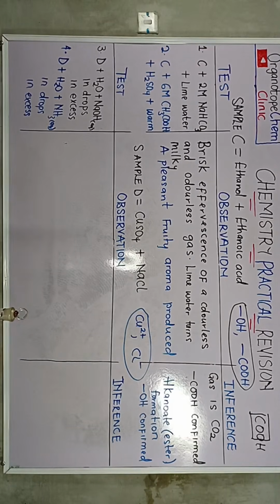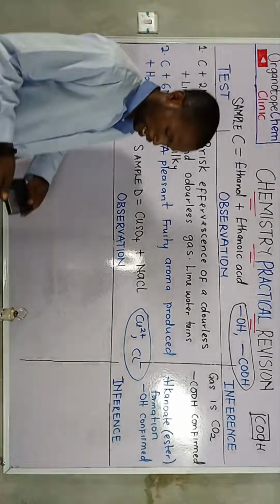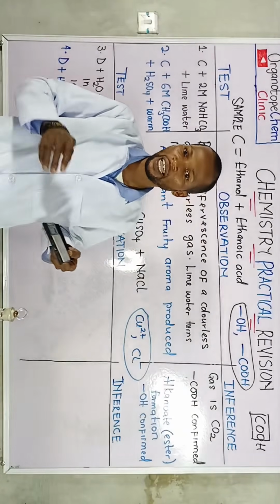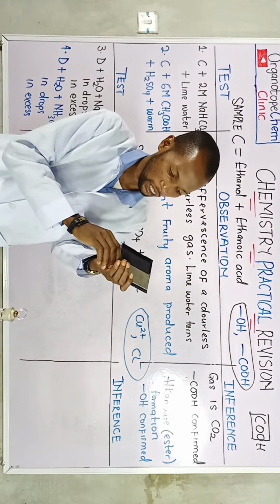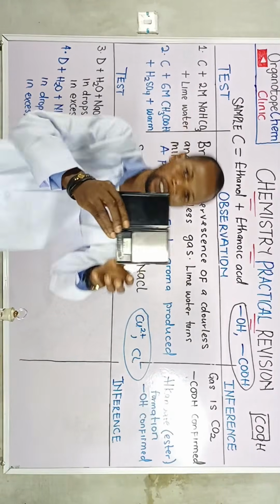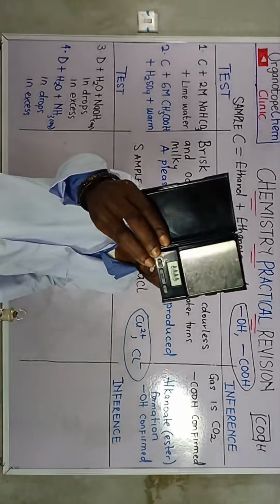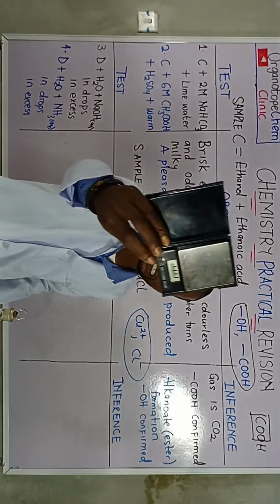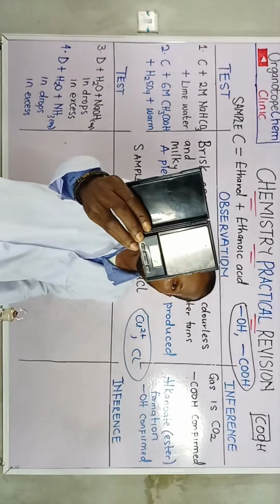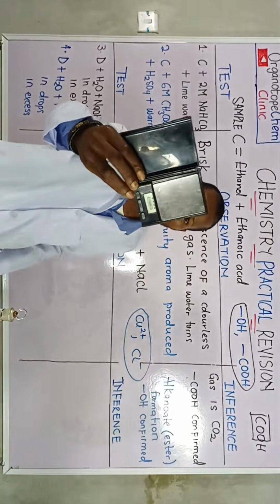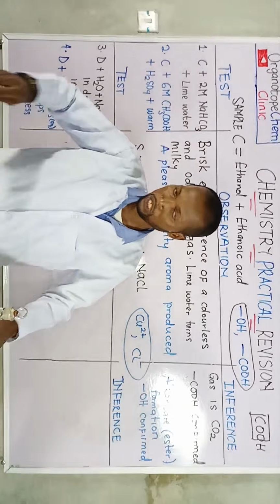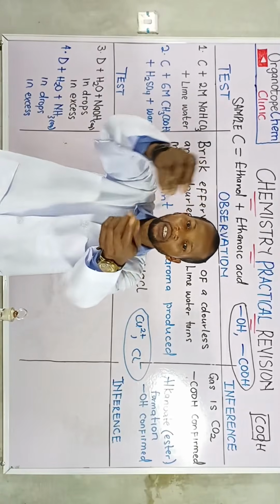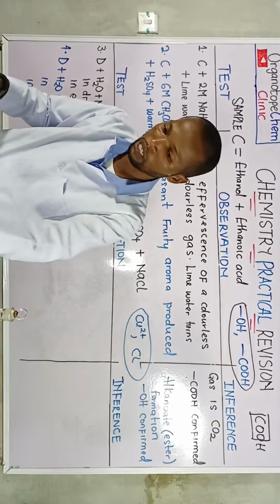Now, while I was preparing for this exercise, this is my digital weighing balance. I used the digital weighing balance to determine the approximate measurements using the spatula. So when you take the full portion of this curved part of your spatula, that is what we are going to introduce into the test tube.